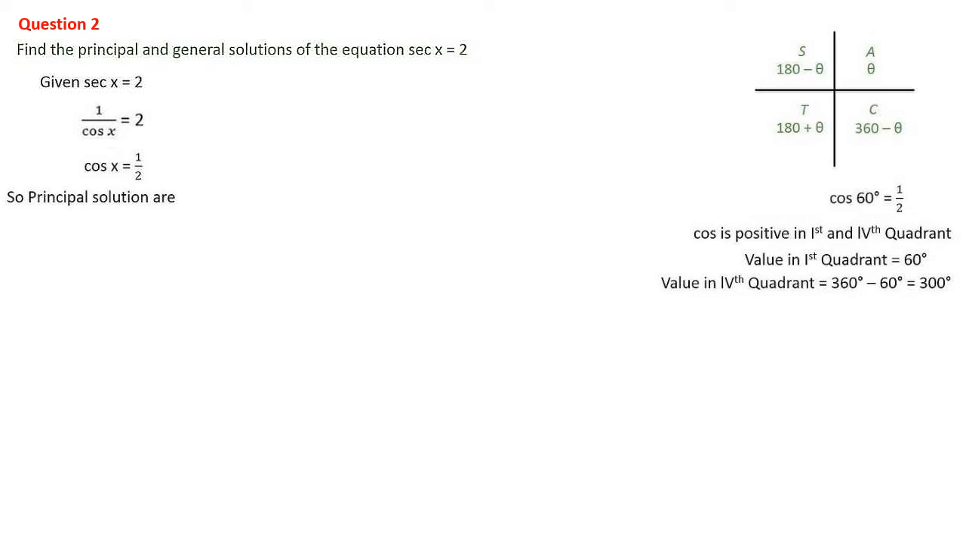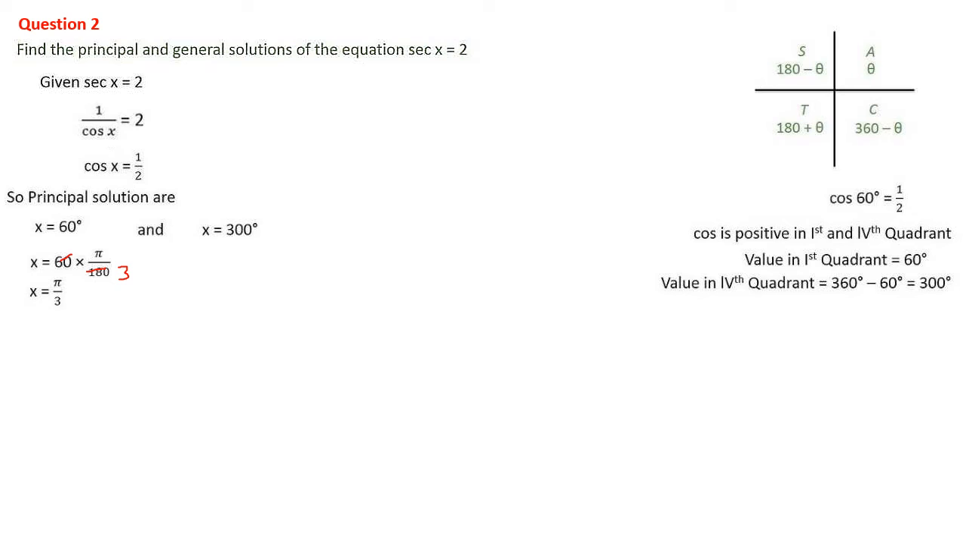Then we have to convert these into radians. So x is equal to 60 degree, then x is equal to 60 into pi by 180. Just as before, 60 and 180 we can cancel. 60 cancelling into 180, we will be getting 3. So the answer is pi by 3.